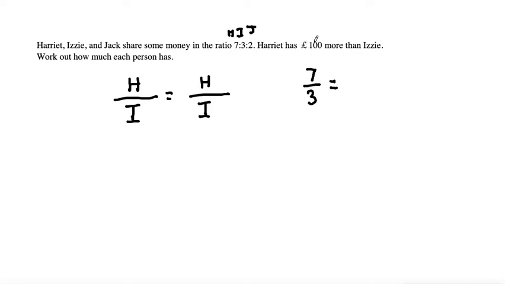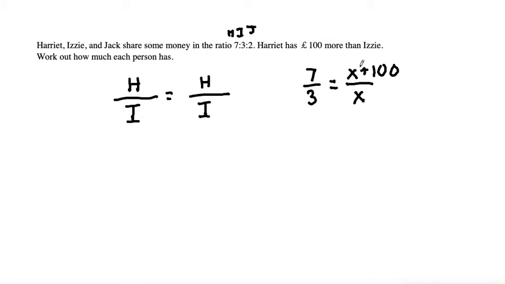It says that Harriet has 100 pounds more than Izzie. So I often find that it's helpful to think about these types of ideas using a variable. So if Harriet has 100 pounds more than Izzie, let's say Izzie has x pounds, then Harriet would have however much Izzie has, and then we add 100 pounds to that.